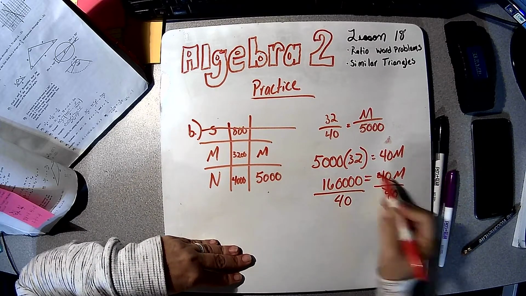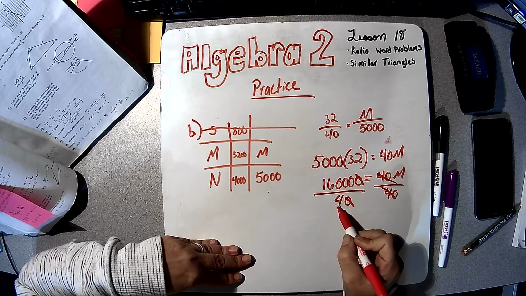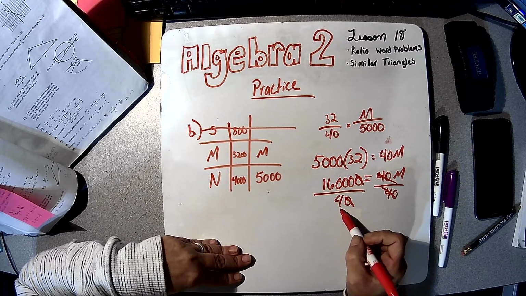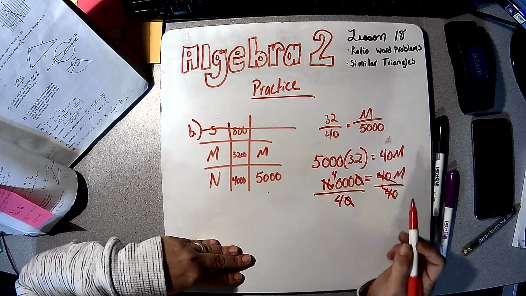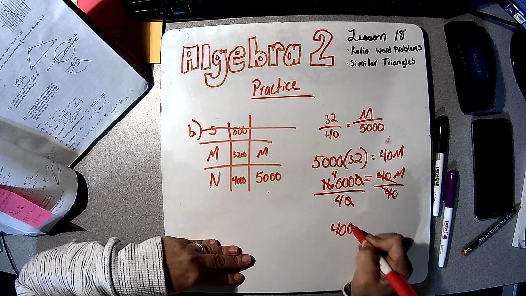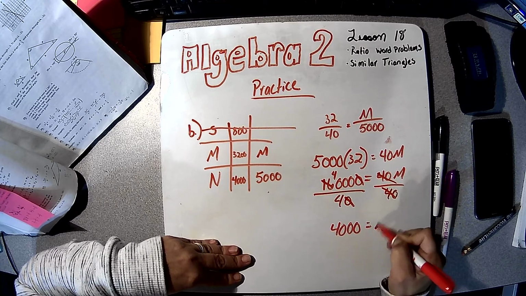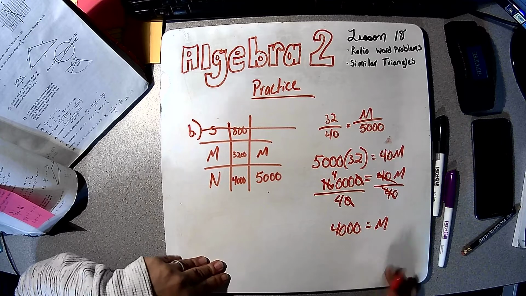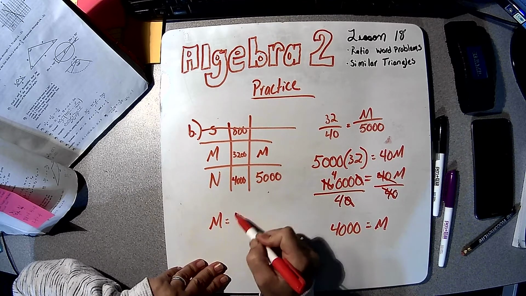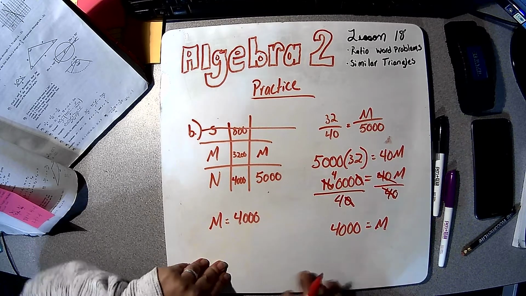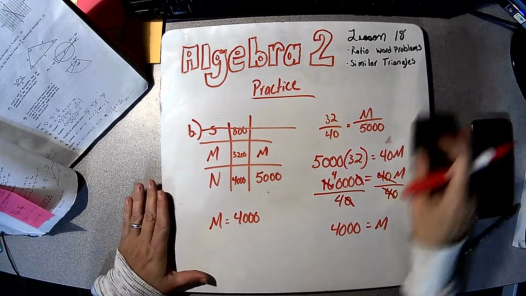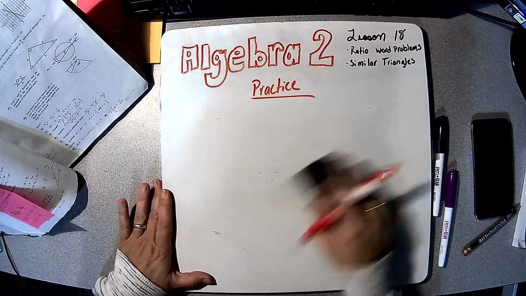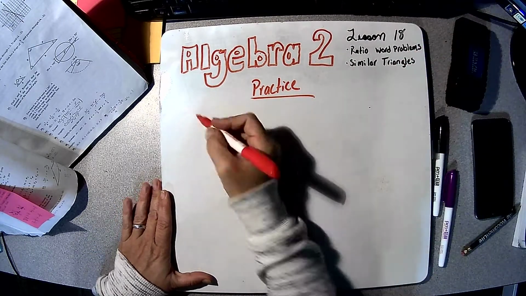Okay, these cancel. We can cancel off one of those zeros. And then 4 times 4 is 16. So that would mean 4,000 equals M. So M is equal to 4,000. Okay, so that was B. Alright, and we'll do the last one, which is C.